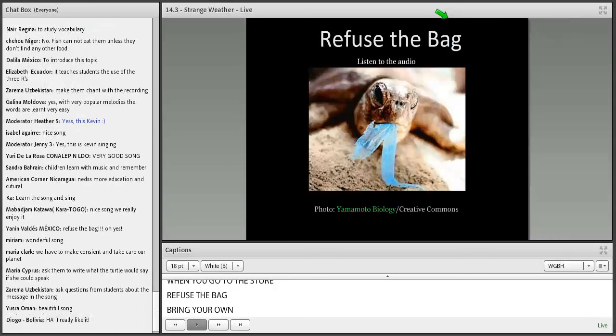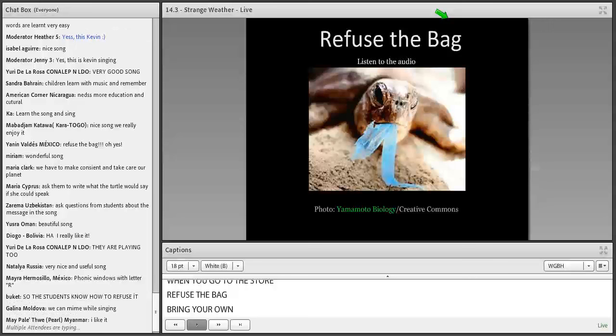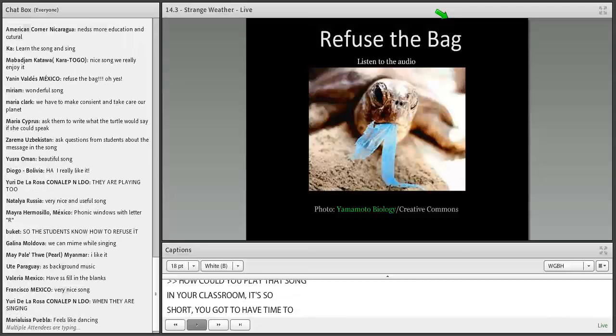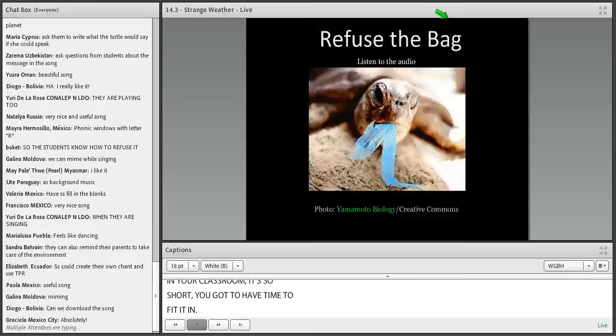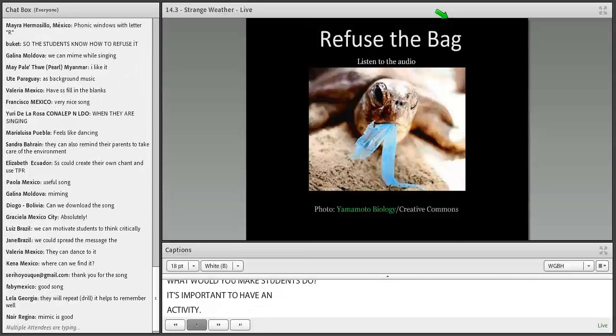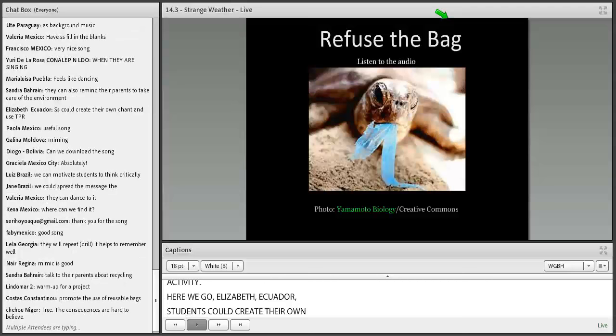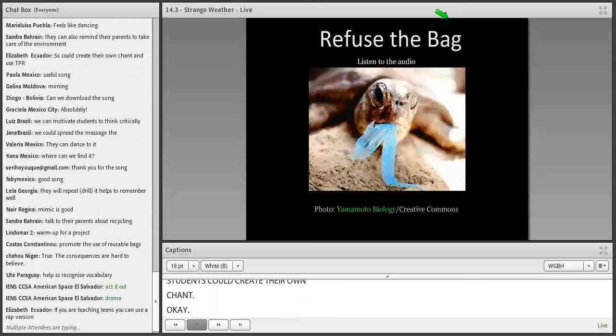So how could you play that song in your classroom? It's so short, you've got to have time to fit it in. What would you make students do? It's important to have an activity. Okay, here we go. Elizabeth, Ecuador. Students could create their own chant. Okay. Students could mime. Yeah. Galena, when you go to the store, refuse the bag. Yeah, you could mime that, I think.